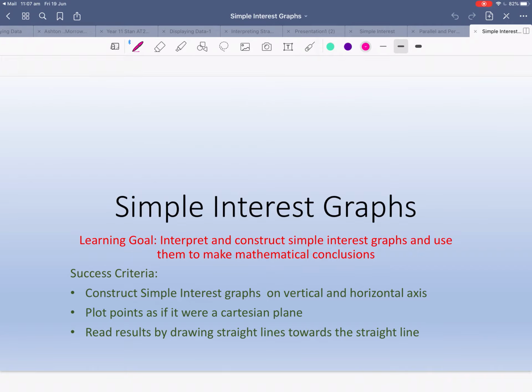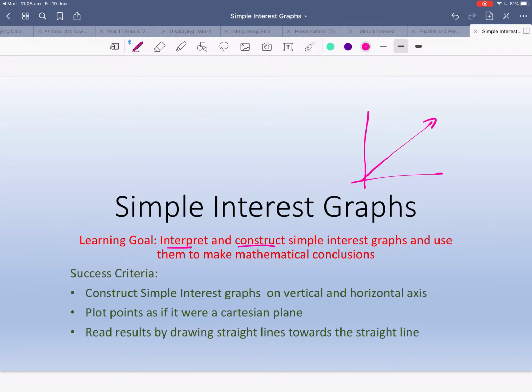Simple interest graphs. Okay, so we've looked at the simple interest formula, I equals PRN. We're going to look at that here, but now we're going to draw a graph. So we're going to interpret and construct simple interest graphs, and they should just be linear graphs, okay? And they will tell us something about the graph.